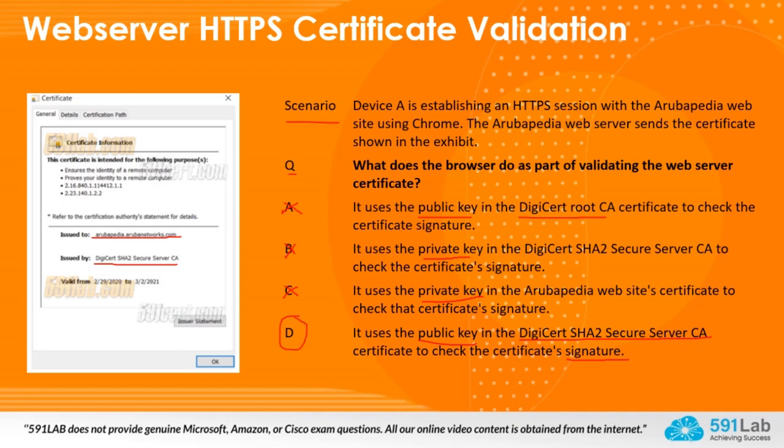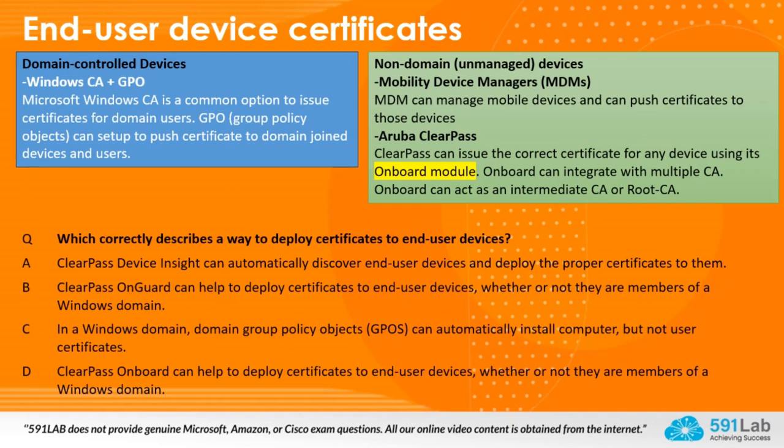So let's move to the next topic. Topic number 4, end user device certificate. In an organization, there are two types of devices: domain controlled devices and non-domain devices. Using Windows CA, we can push certificates to only domain controlled devices.